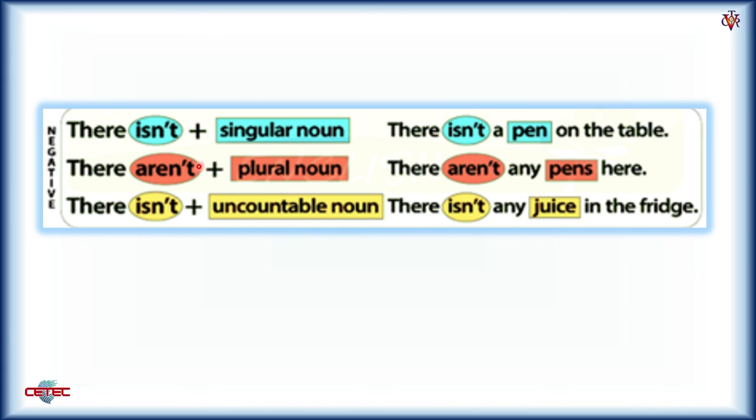There aren't plus plural noun. There aren't any pens here. Plural, pens. Any, that means none. Aren't, in negative form. There isn't plus uncountable noun. There isn't any juice in the fridge. Here, things that are uncountable. Juice. Isn't is the negative. Any, that means anyone.